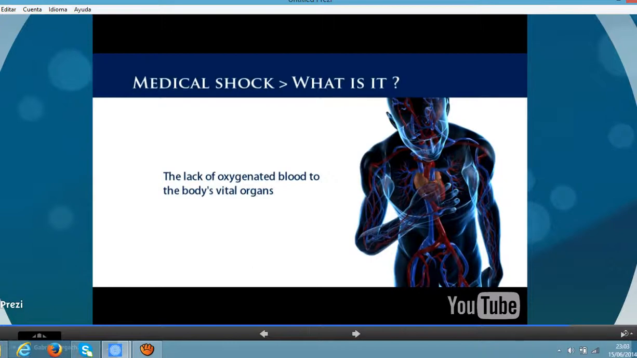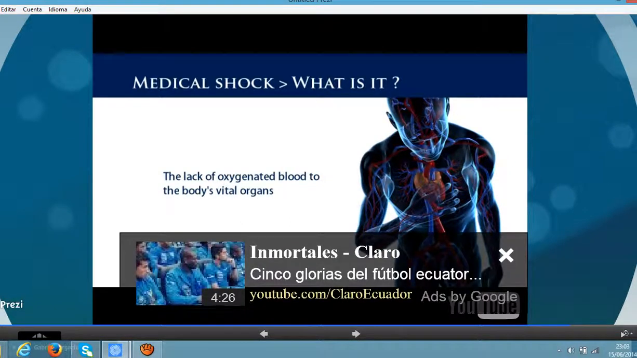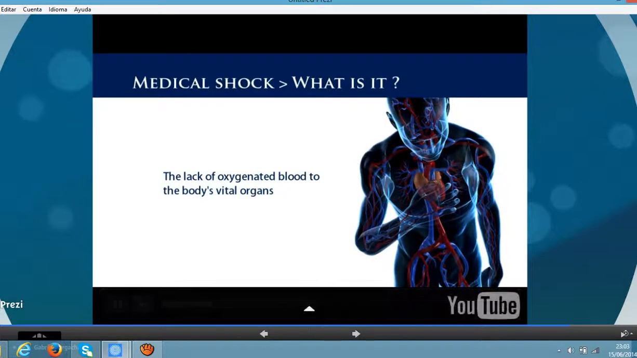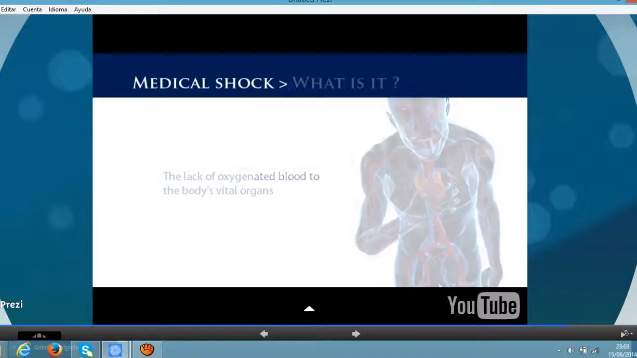Shock is a life-threatening condition and occurs when the blood flow to vital organs is critically reduced and deprives the organs of oxygen. It is simply described as the lack of oxygenated blood to the body's vital organs. Major causes of shock include heart attack, severe blood loss from uncontrolled internal or external bleeding, and also conditions such as dehydration, severe infection, poisons, persistent vomiting, and diarrhea.